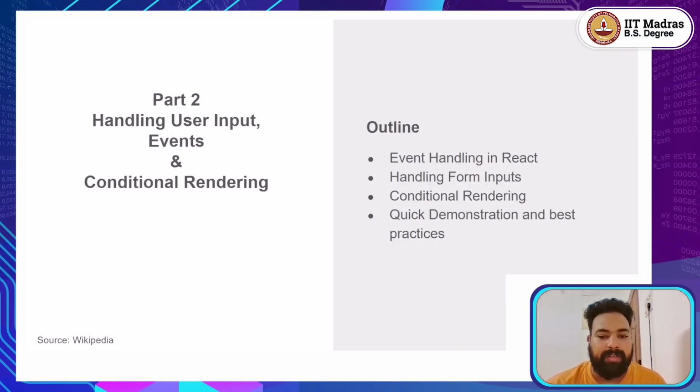Let's quickly go through what we'll cover in this part. We'll begin with event handling in React, where we'll understand how React captures and processes user actions like clicks, typing, or form submissions. Then we'll learn handling form inputs, where React allows us to fully control what a user types into an input field. This will help us implement forms in a consistent and predictable way. After that, we'll move to conditional rendering, where we decide what to show or hide on the screen based on what's happening in the application. Finally, we'll have a quick demonstration of these concepts through a login page example and end with some best practices that you should follow when writing React components and handling user interactions.